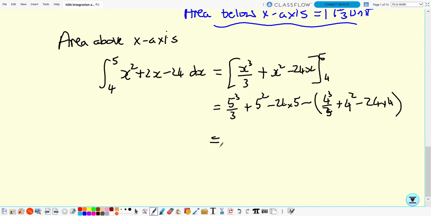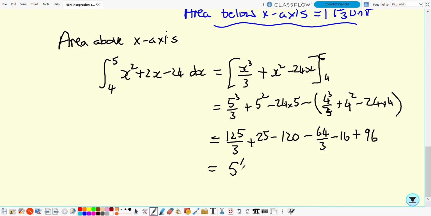Again, you could deal with terms one by one. So you've got 125 over 3 plus your 25 from that, and from this you'd have minus 120. You could multiply out each of these terms, so you've got 64 thirds, minus 16, and then plus your last term there, 96, and then deal with all of that in the calculator one by one. You would end up with 5 1/3.